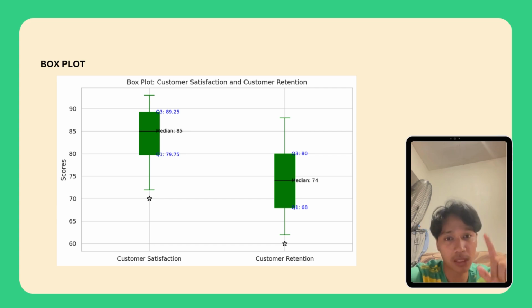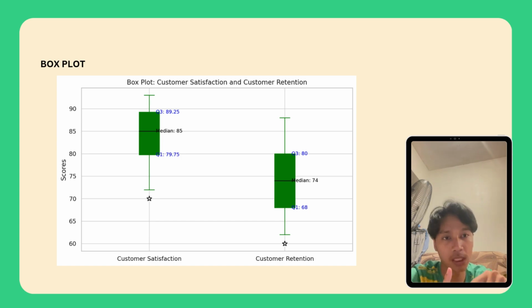The bottom of the box is Q1, the score where the lowest 25% of people fall below. Here it's 79.75. The top of the box is Q3, where 75% of the people fall below. Here it's 89.25. Right in the middle is the median, or Q2, which is 85. So most people's satisfaction scores are between 79.75 and 89.25.